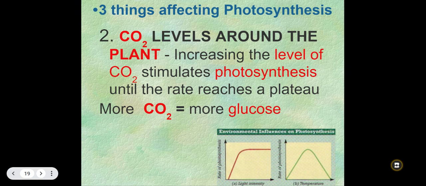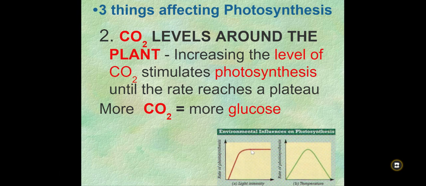All right, so if you increase the level of carbon dioxide available to your plant, it is going to stimulate photosynthesis until the rate reaches a plateau. The more carbon dioxide that you can actually get, the more glucose that you can get. So your carbon dioxide graph is very similar to your light intensity graph.